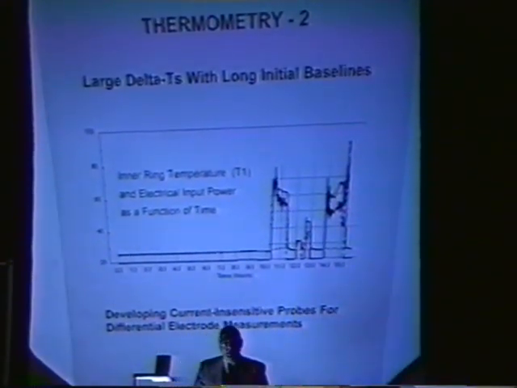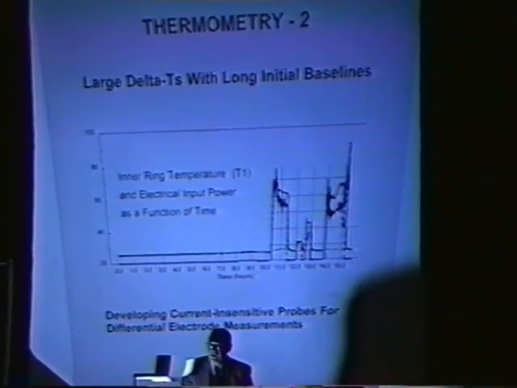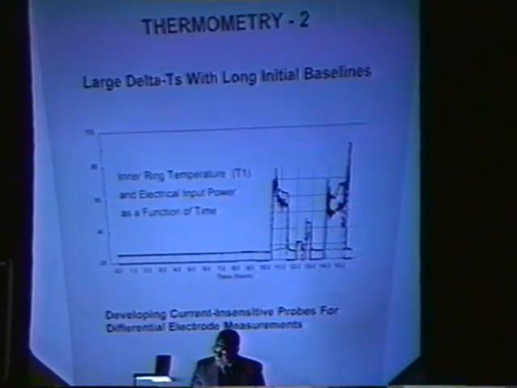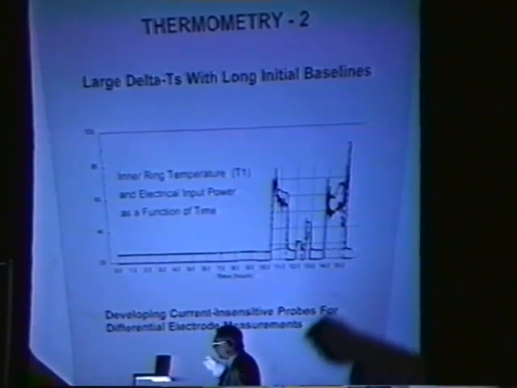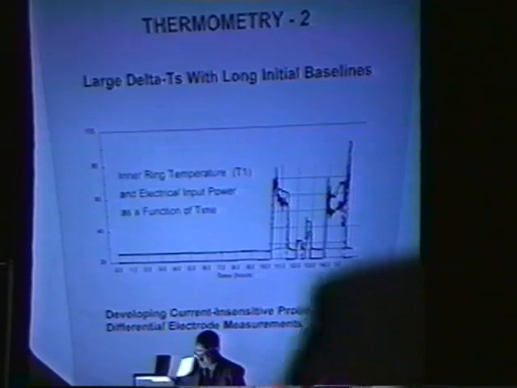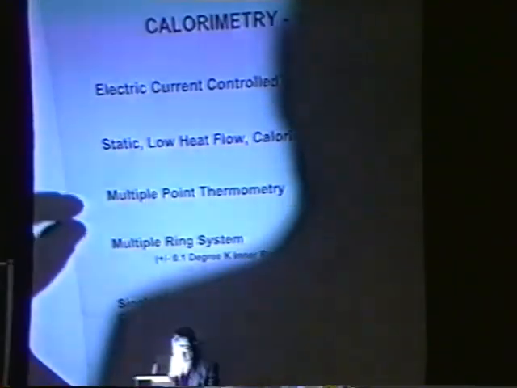We've tried very hard to have delta T's of a minimum of 20 degrees, and as you can see here, we try to have very long initial baselines. What we have here are 2 cells, and we put in between ohmic controls, and I'll talk about the other controls shortly. And here you can see we have a fairly large delta T.